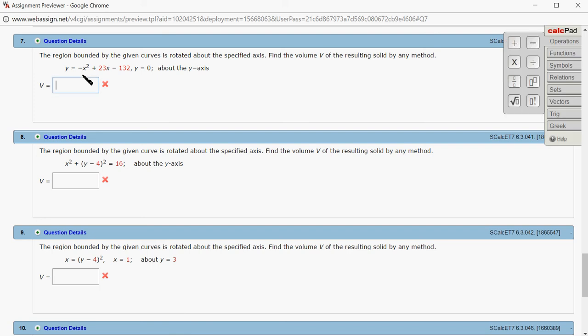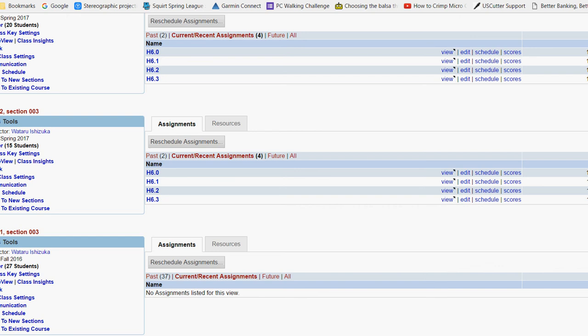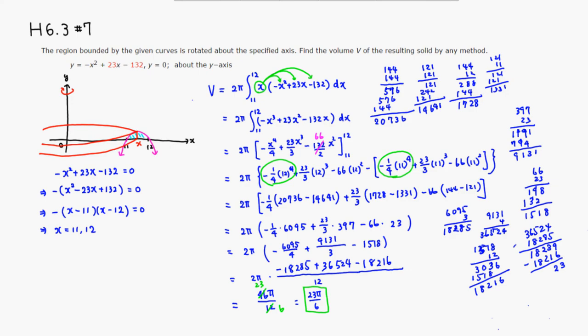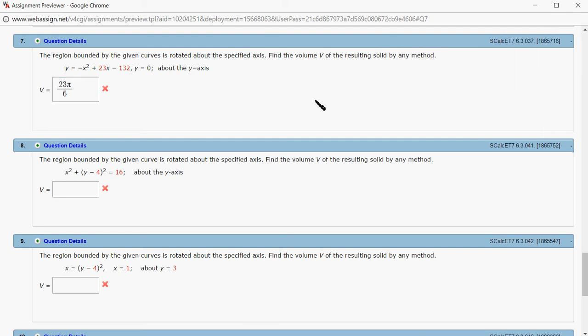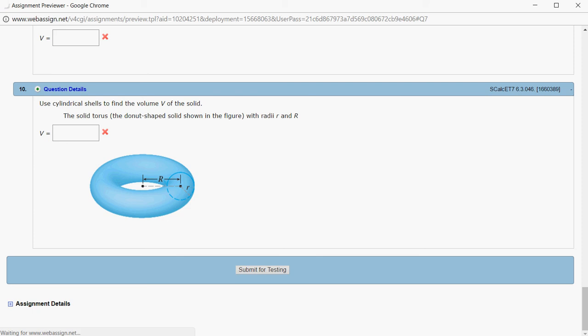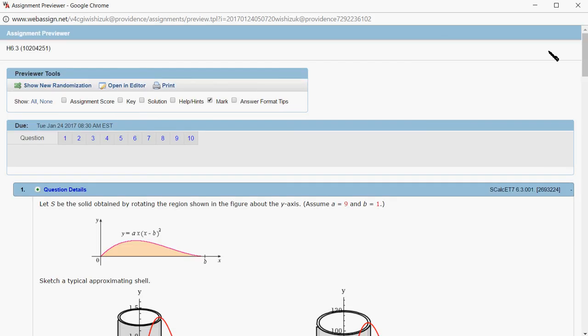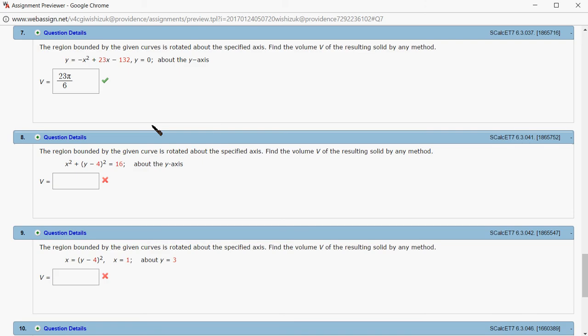Right, so this was 23 pi over 6. Right, so let's submit for testing. All right. It came back, and amazingly, we got the right answer. All right, that's it. I hope that this was clear.